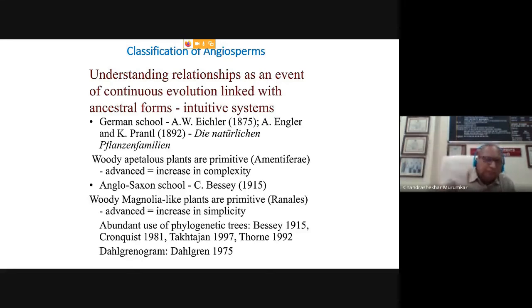many people, including Bentham and Hooker and many others, believed in this Reinellian trend. So this Reinellian trend, which was accepted by Bentham and Hooker, was accepted even later by Besse, then Cronquist, Takhtajan, Thorne and many others. So this Reinellian group is the most famous group today.